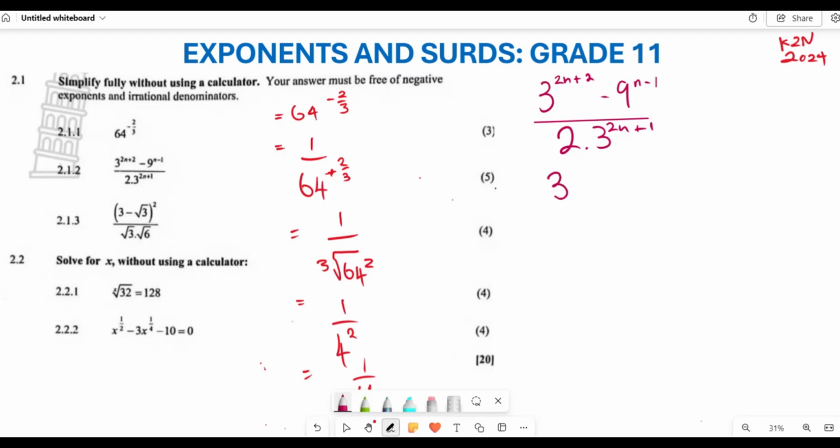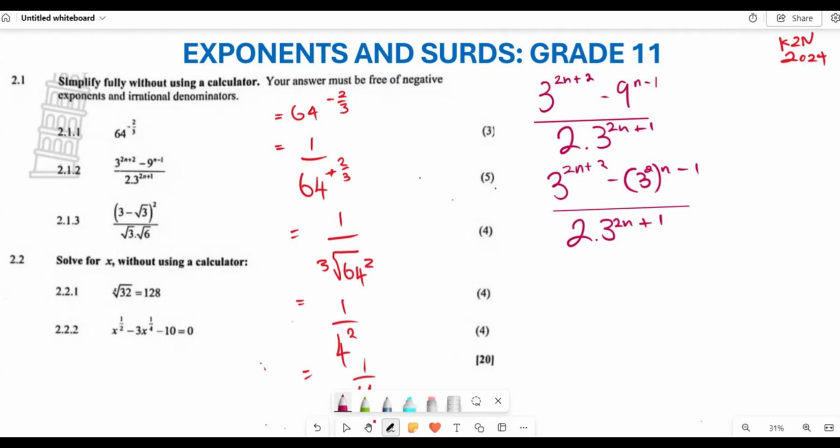So, this is going to be the same as 3 to the power of 2n plus 2, subtract 3 squared to the power of n subtract 1, altogether divided by 2 multiplied by 3 to the power of 2n plus 1. And now from here, what can I do?